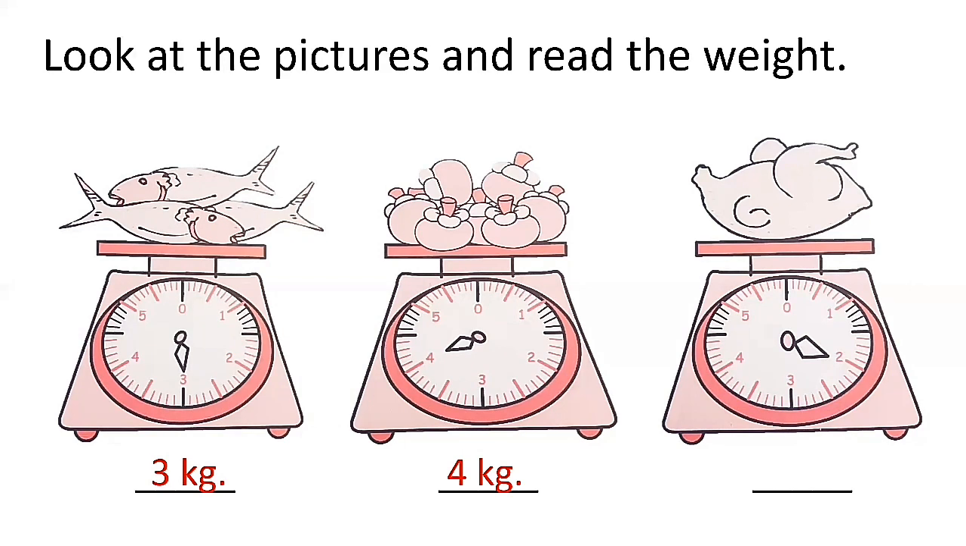How much is the weight of the chicken? Okay, since the arrow is pointed to 2, the chicken is 2 kilograms, or 2 kg. Okay, do you understand? I hope that you really understand this lesson.